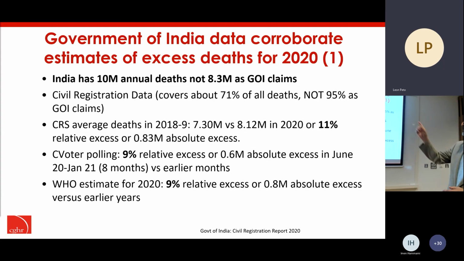So one was that when they released the civil registration data for 2018 and 19 versus 2020, they said, oh, see, there's no excess. Well, their excess of 11% is very close to our excess of 9% and WHO's for 2020. They've yet to release the 2021 data. I don't think they'll do it until the next election because it's going to be a very touchy subject for the current government.